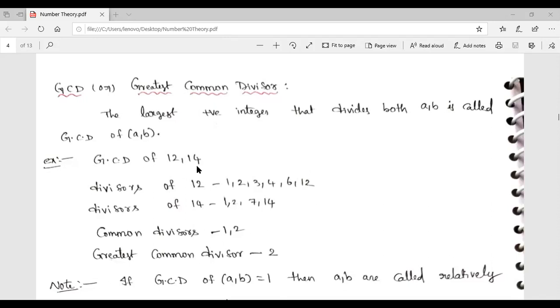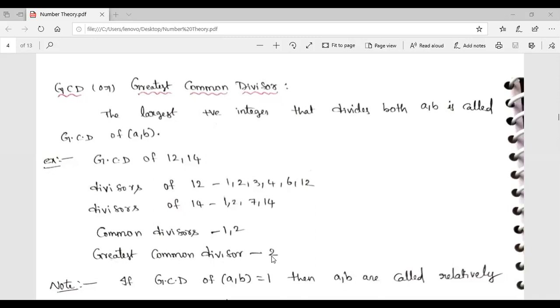Okay. Next we write the divisors of 14. So the divisors of 14 are 1, 2, 7, 14. So in these two numbers, the common divisors are 1, 2. First we write the common divisors, 1, 2, and then we write the greatest common divisor. So in these two elements, what is the greatest common divisor? 2. So the greatest common divisor of 12, 14 is 2.